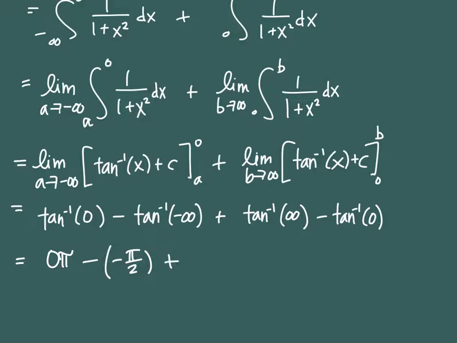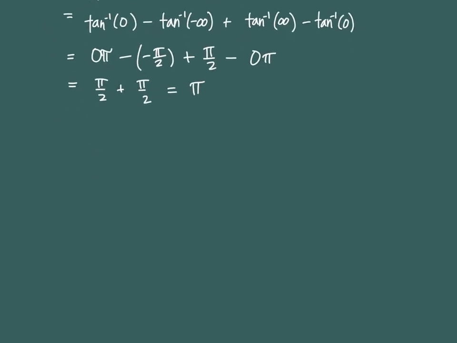Plus, when does inverse tangent hit positive infinity? Positive pi over 2. And then minus 0 again. So that means I end up with pi over 2 plus pi over 2, which is pi. And so this area does converge, and it ends up having a value of pi. This is a convergent improper integral. Got the picture? Yep. All right, let's try another one.